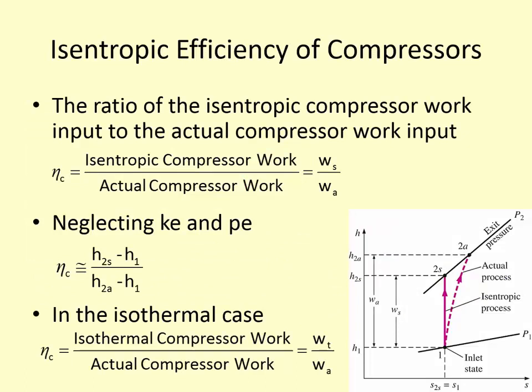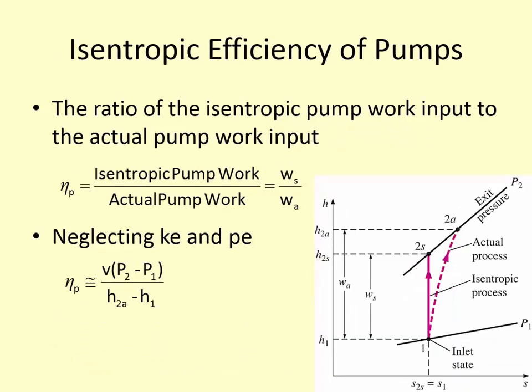The same thing can be done for compressors, but instead of looking at the work output, we're looking at the work input. So the work sub S and work sub A are flipped to give us our isentropic efficiency for a compressor. In the isothermal case for a compressor, we talked about how the isentropic case is good, but the isothermal case gives us an even better comparison. Because with a compressor, by removing heat, we can do even better than the isentropic process. Whereas with a turbine, you can't really do much better than the isentropic process. It's difficult to add heat to the turbine while you're expanding it.